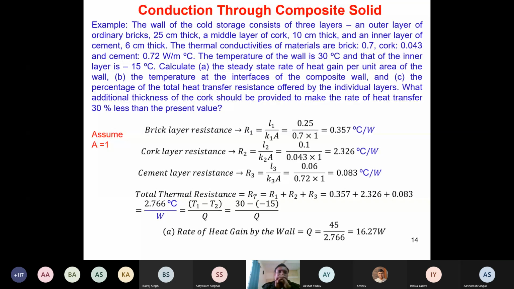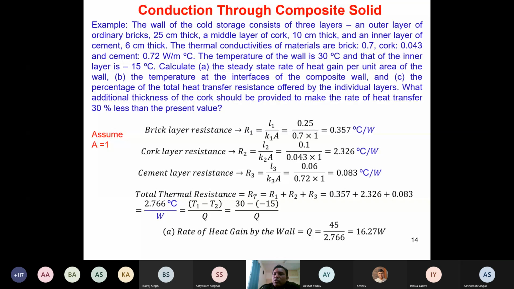So now, based on this, let us solve one example to understand steady state conduction through a composite solid. What is given here is that the wall of the cold storage consists of three layers. The outer layer is ordinary bricks, with a thickness of 25 centimeters. Then there is a middle layer of cork, with a thickness of 10 centimeters. And then there is an inner layer of cement, which has a thickness of 6 cm.